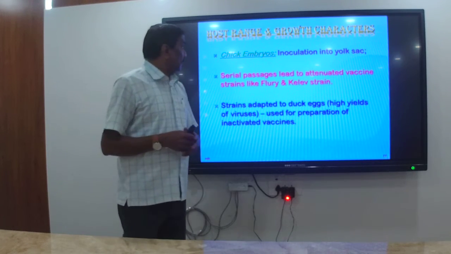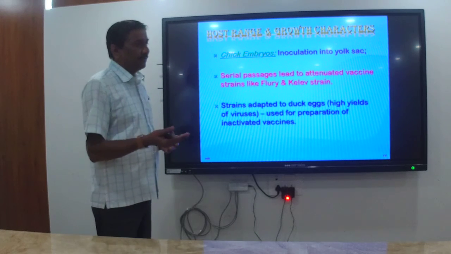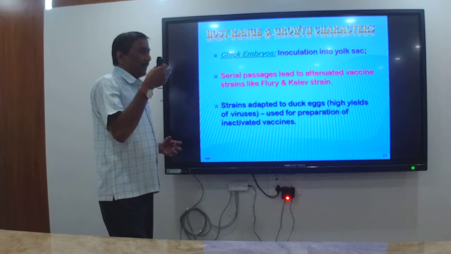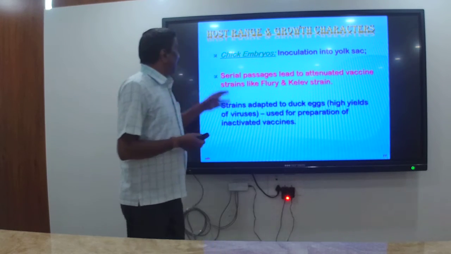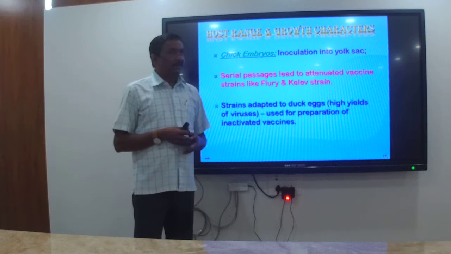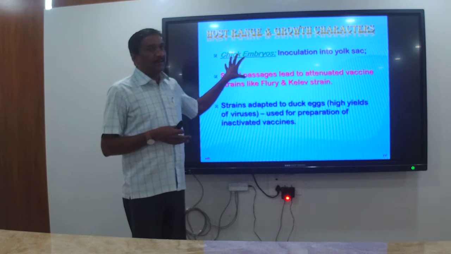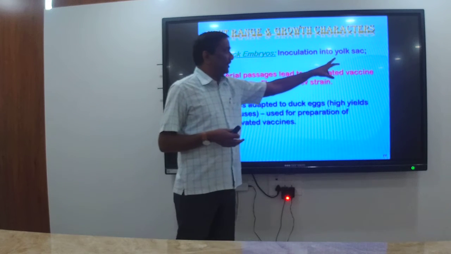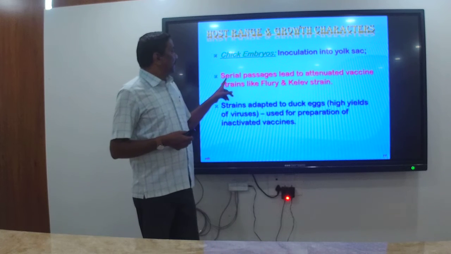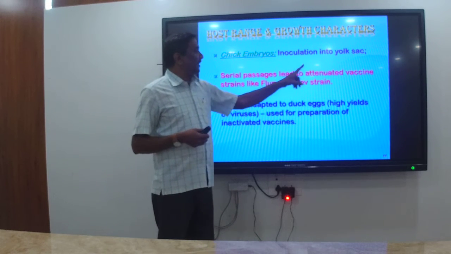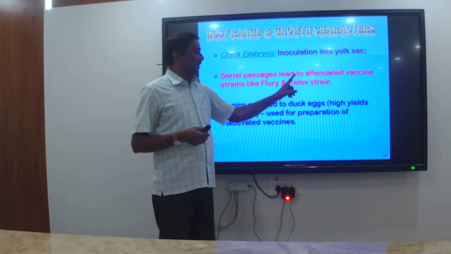Now, the host range and the growth characters. How this virus infects, what are the different requirements of the host or the virus. Chick embryo: here we can inoculate chick embryo for the growth of this virus, and the site inoculated is the yolk sac to obtain the yield of the virus. Second, serial passages lead to attenuated vaccine strain like Flury and Keller strain.